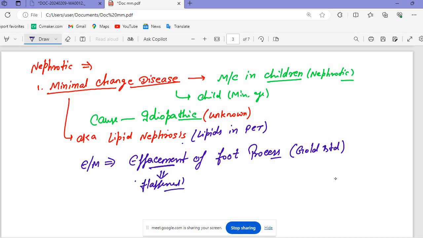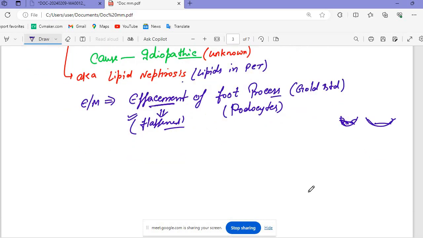We have podocytes in the glomerular capillaries, and these podocyte cells become flattened. That's why this is known as effacement of foot processes, or the flattened condition. These are the foot processes. We can also call these the podocyte cells. I hope this is clear.